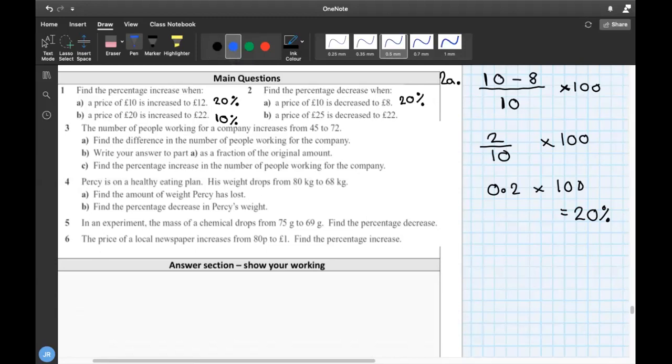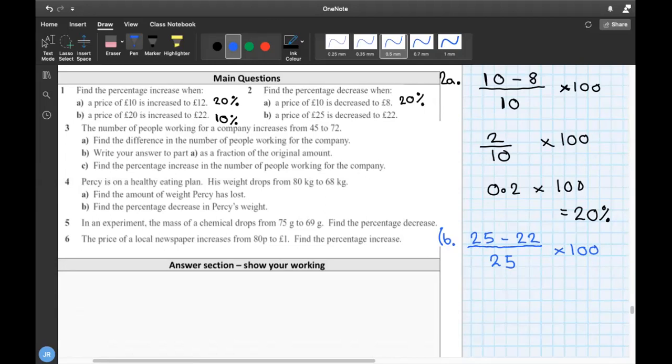Okay, I'll do B now. I'll do that in a slightly different colour. We'll go blue. So our price of 25 was decreased to 22. So we started with 25, decreased to 22, and our original amount, the amount that we started with, was 25. And then we're going to multiply by 100 to give us our percentage.